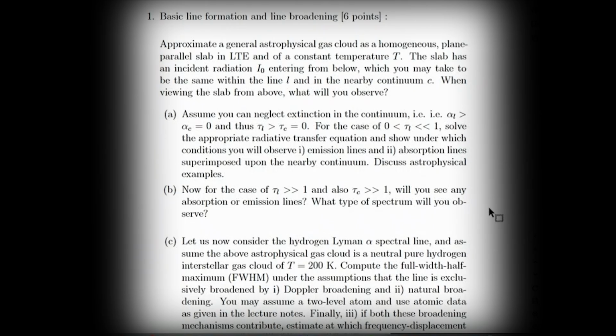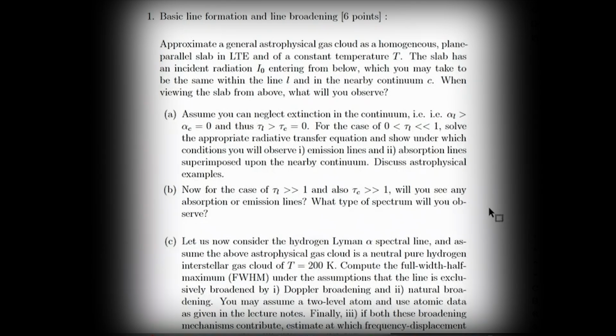Incident radiation I0 entering from below, or we can put it from the left, which you may take to be the same within the line and the nearby continuum. When viewing the slab from above, what will you observe? And in the first part, we're going to neglect the extinction in the continuum, such that the line opacity or extinction is greater than the continuum, which we can approximate to 0. We neglect it. And thereby, the optical depth in the line is going to be greater than the optical depth in the continuum. It's important here that we set that to identically 0.